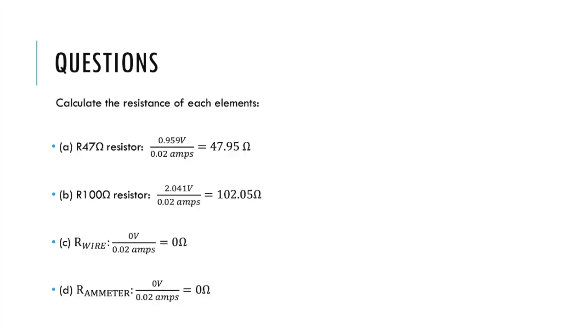Then I calculated the resistance across each element, so for the 47 ohm resistor, we just get the change in voltage divided by the current, and we get 47.95 ohms. For the 100 ohm resistor, we get 102.05, and then for the wire and ammeter, we get 0 ohms, which is what we expect, as we expect them to have no internal resistance.